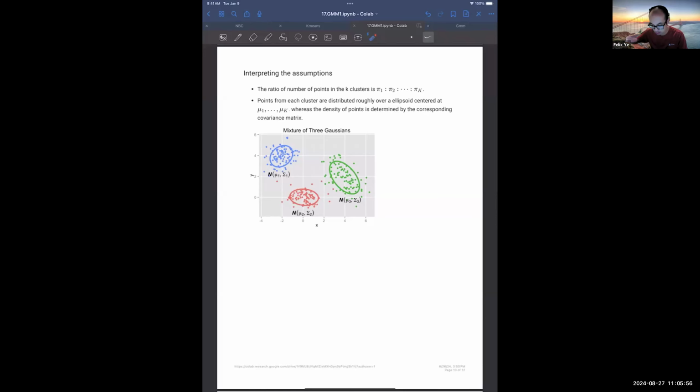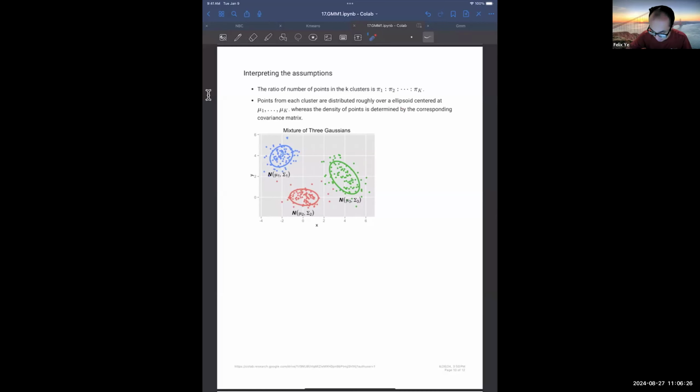But you can see this is much more general, because in K-means we assume all these Gaussian clusters are round shapes. But here, each cluster can be distributed like an ellipsoid. And this significantly generalizes the K-means clustering algorithm.